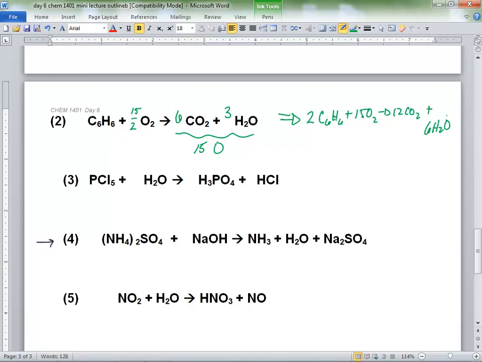So if you want to do N's, fine. How many N's do you have on this side? It's only 2. You have 2 nitrogens here. How many nitrogens on that side? Shouldn't that be an NH3? Yeah, you're right. You have NH3. It's N.